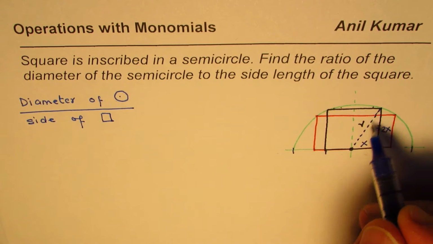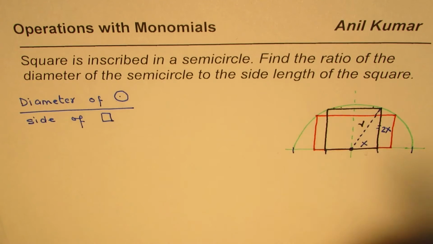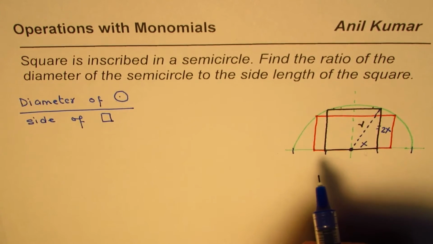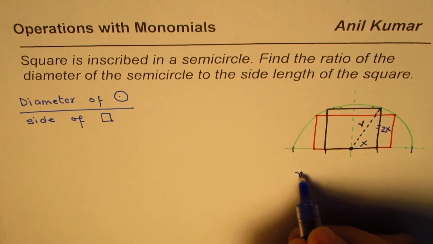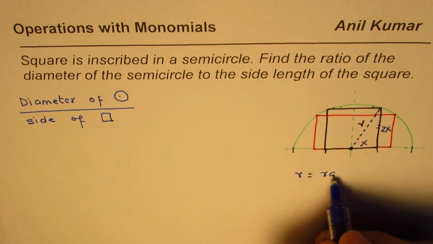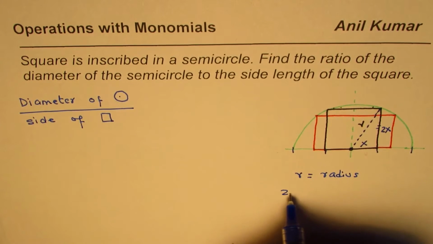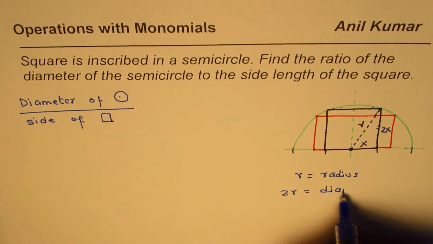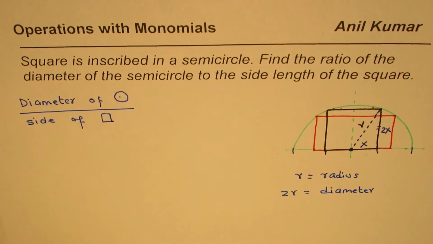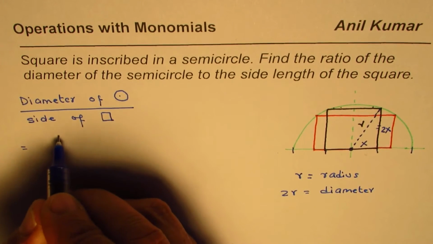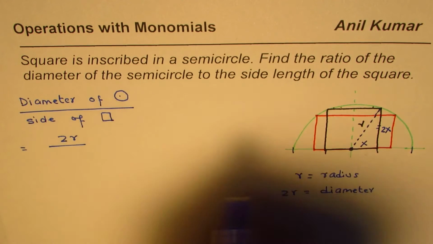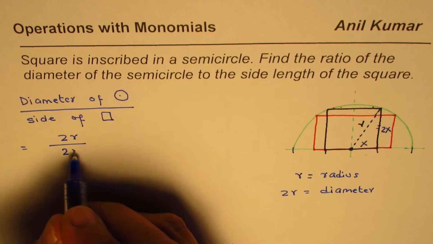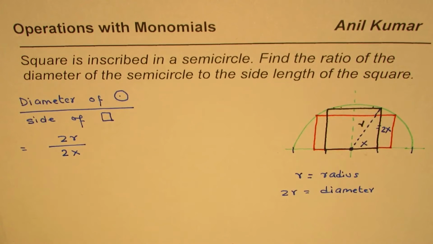Now clearly, if R is the radius, then the diameter is 2R, correct? So diameter is 2R for us. And the side length we have taken as 2x. Well, that really doesn't help since we have two different variables and we don't know exactly how to relate them. To relate these two variables, what can we do?